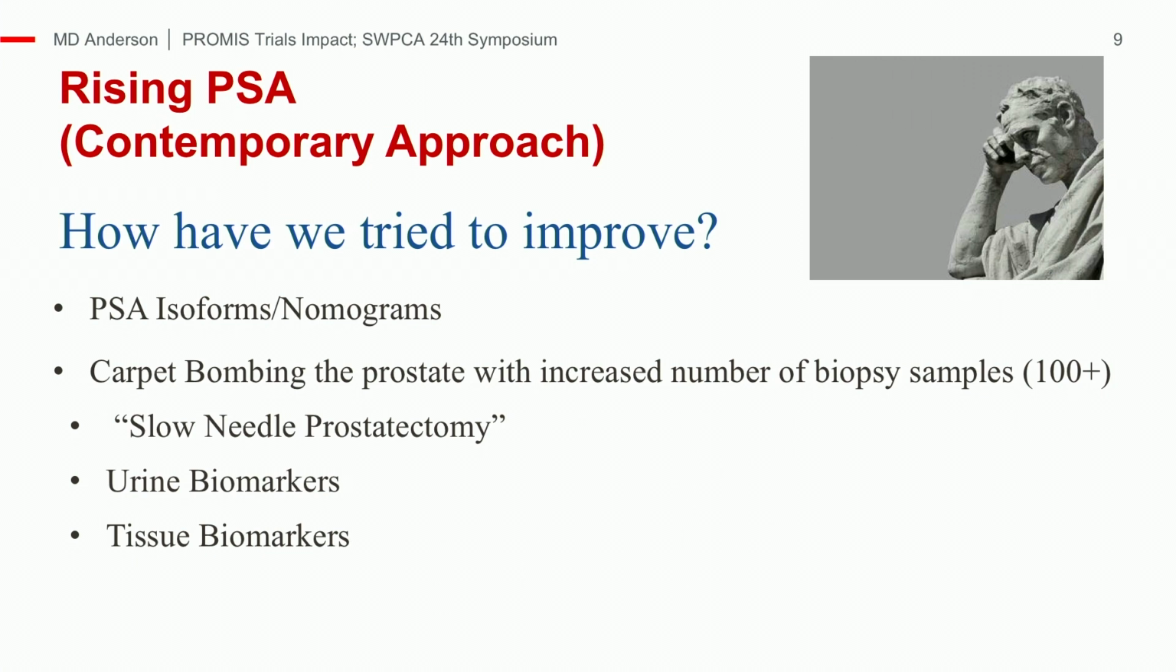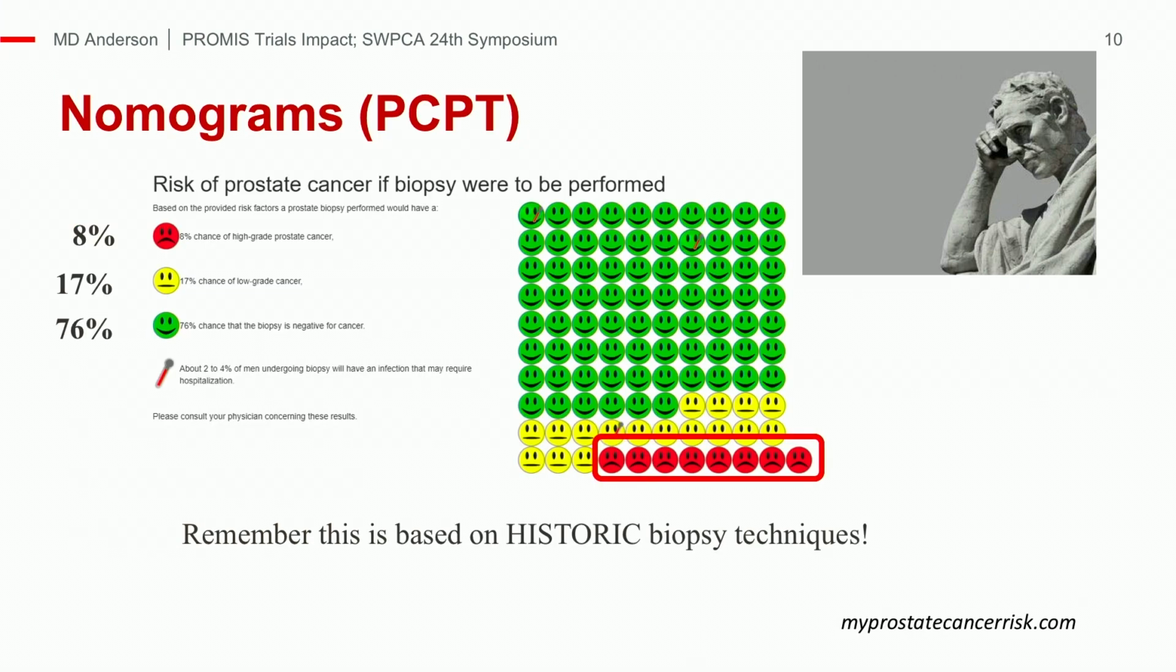Crawford went through. We had PSA isoforms, nomograms. We've done what I call carpet bombing of the prostate, where we increase the number of needle biopsies. It was a slow needle prostatectomy. I can't tell you the number of patients that I've done their 9th or 10th biopsy on, and it just feels wrong. We've used urine markers and tissue markers that Dr. Crawford is going to talk more about.